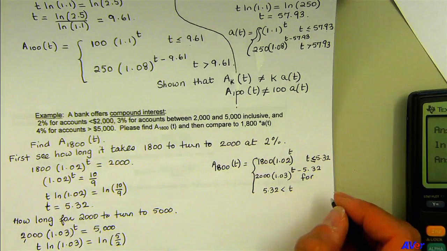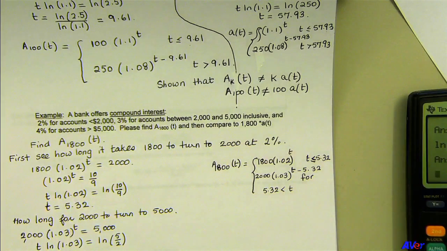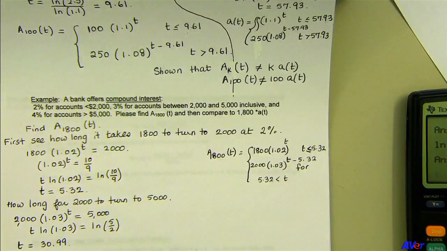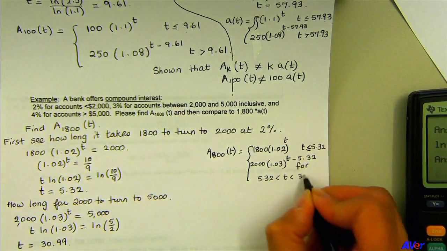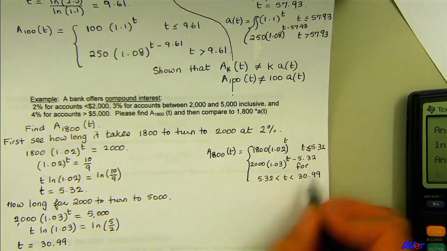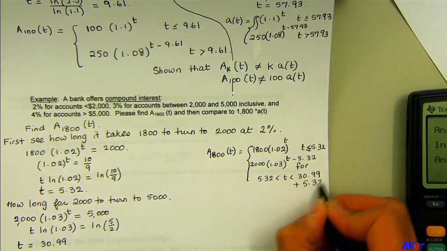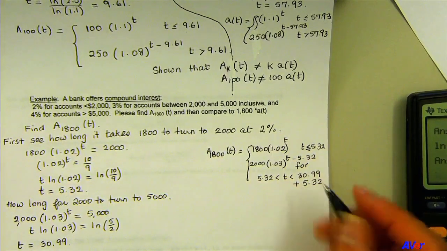I think it was 99.8. I don't mind that you said that, but that's not the right answer. That's why I stopped. 30.99, is that right? Oh, you added to 5.32. There you go. 30.99 years more than the original 5.32 years. Get it?